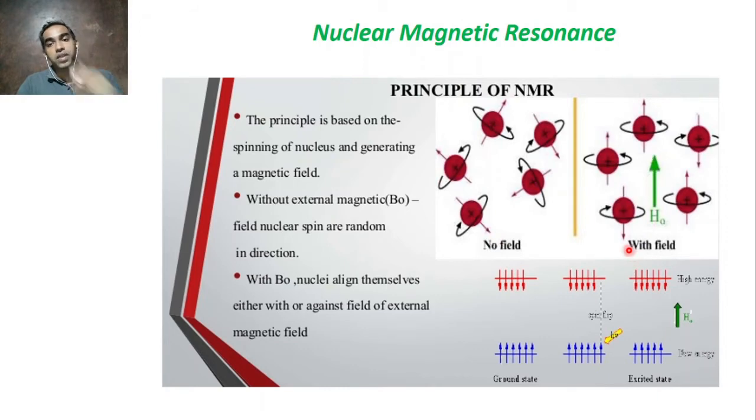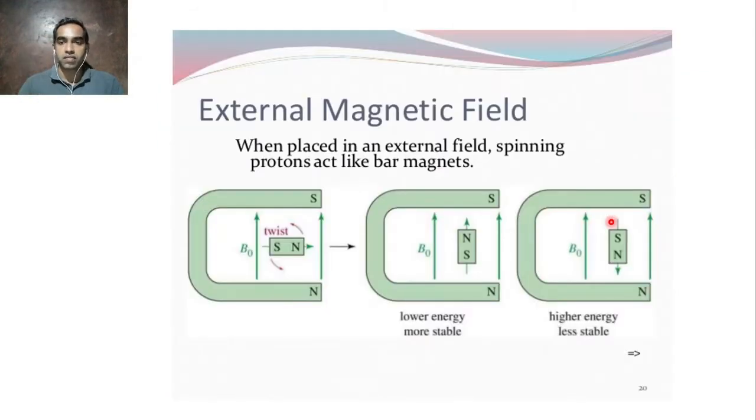But in the presence of an external magnetic field, now there are two options. One is in the direction of the magnetic field, or some may be opposite to the direction of the magnetic field. This is the way they can arrange. Okay. Now if they arrange in the direction of the magnetic field, this will be in the stable state. Now if they are arranged against the magnetic field, then it is in an unstable state or higher energy level.